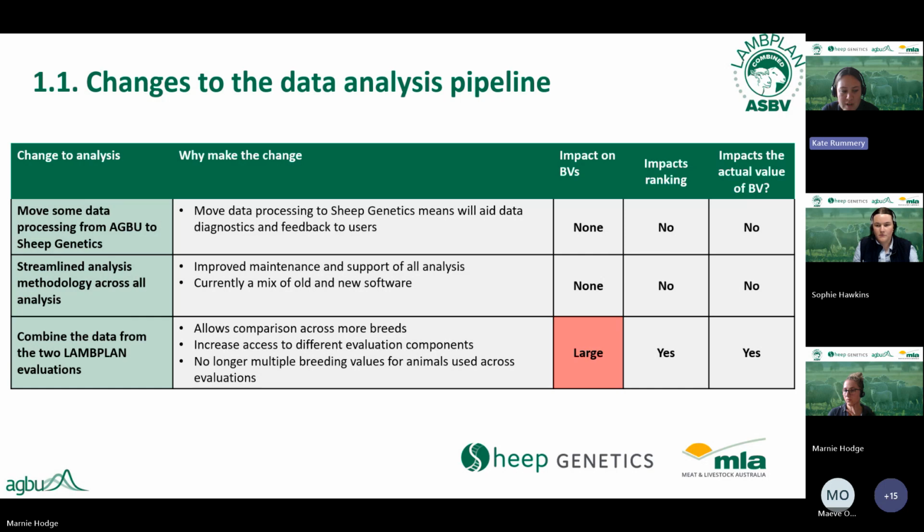But what will have a bit of an impact is obviously the combining of the two data sets. We're merging the maternal and terminal data sets, and that will change the comparisons between animals and mean that you'll have new breeding values to look at, and there'll be different rankings between animals. That's probably the biggest update of combined land plan, but it means that we get good comparison across more breeds. It increases accuracy across a lot of traits, and we'll also get better commercial tools as a result of these changes.